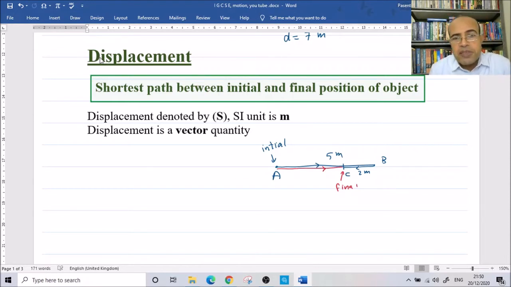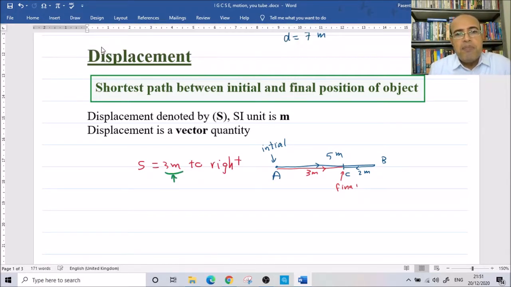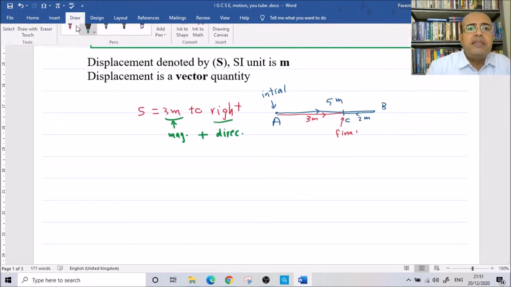So the displacement in that example, denoted by S, equals 3 meter, 3 meter to the right. So remember here, 3 meter is the magnitude, and to the right means the direction. So direction plus magnitude means a vector quantity. Here is another example to understand the difference between distance and displacement.